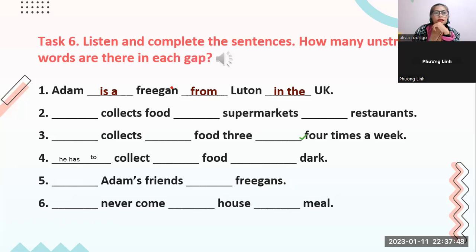Lesson 4C. Exercise 6. 1. Adam is a freegan from Luton in the UK. 2. He collects food from supermarkets and restaurants. 3. He collects the food 3 or 4 times a week. 4. He has to collect the food when it's dark. 5. A lot of Adam's friends are freegans. 6. They never come to his house for a meal.